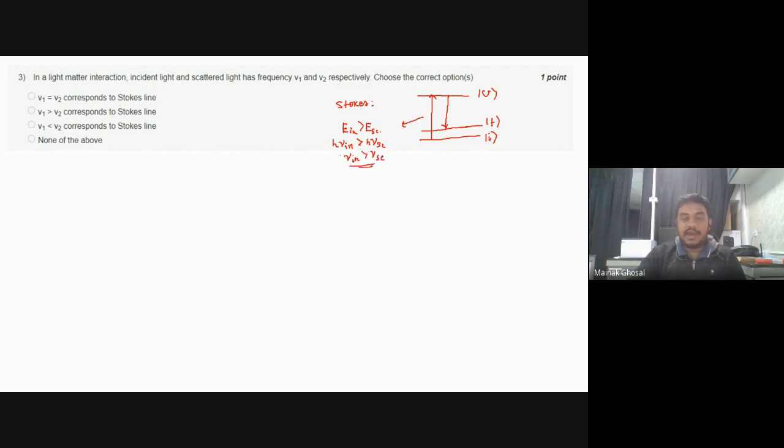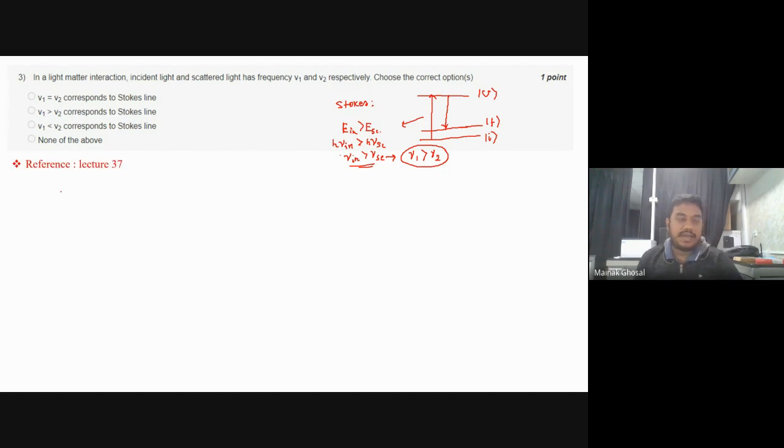That means the incident light will have a frequency which is higher than the scattered light. In terms of this question, which denotes incident light as nu1 and scattered light as nu2, nu1 will be greater than nu2. So this will be the condition for Stokes Raman scattering. Okay, so which of these will be correct?